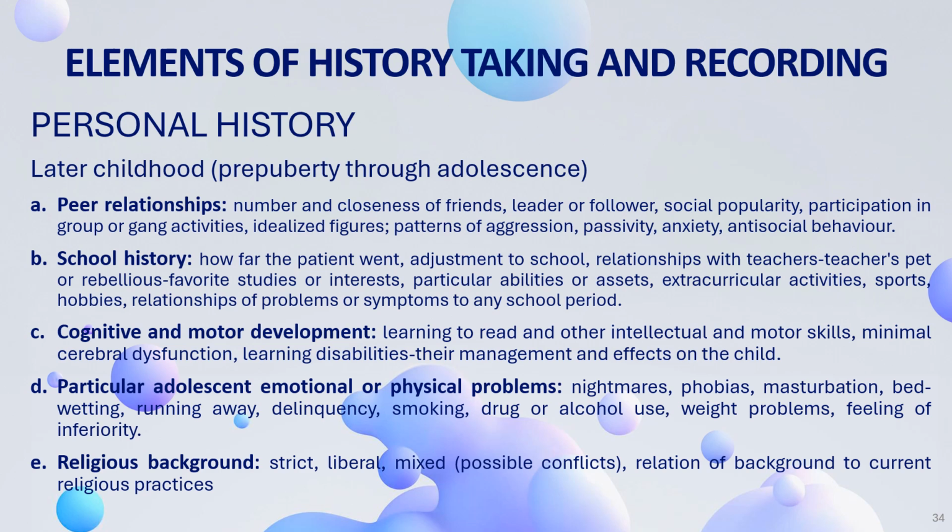In later childhood, peer relations should be noted: the number of friends, closeness to the friend, whether he was a leader or follower, social popularity of the patient at that time, participation in group or gang activities, idealized figure at that time, patterns of aggression, passivity, anxiety, or any kind of antisocial behavior. In school history, how far the school is from the home of the patient, adjustment to the school, and the relationship with the teachers.